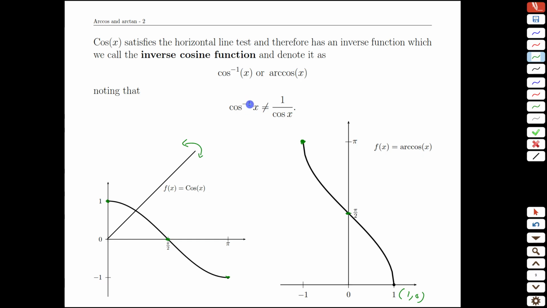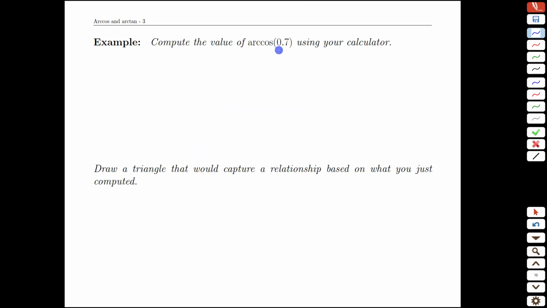Again, remembering this inverse, this negative 1 here means inverse and not reciprocal. It's not 1 over cosine. As a quick practice exercise, we can use the calculator to find the arccos of 0.7. Again, making sure we're in radians because it's a calculus class. And we get a value of 0.795. Again, remembering that this is a ratio of side lengths, and this would be an angle, and so it would be in radians.